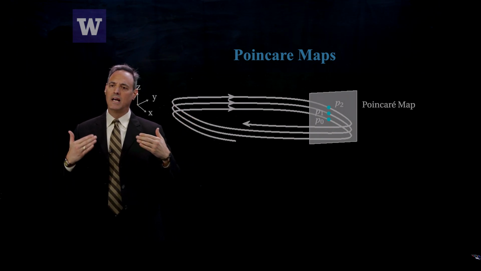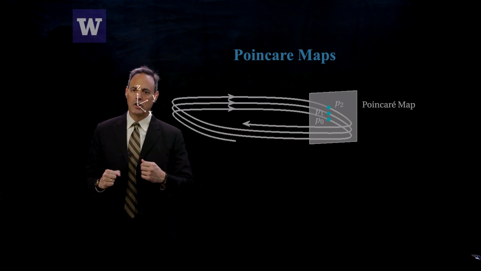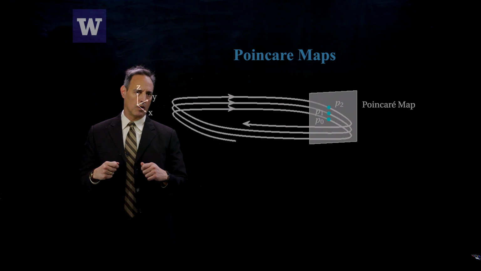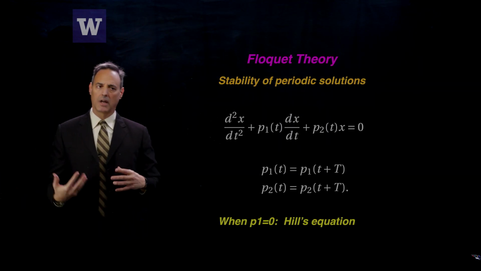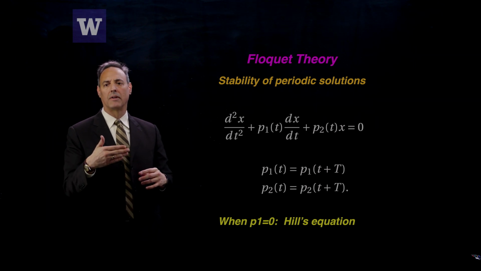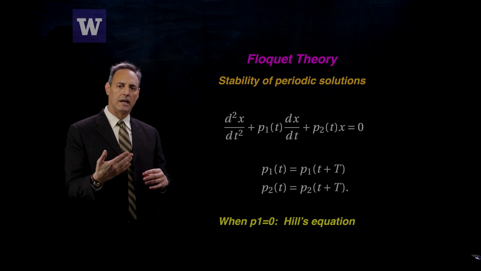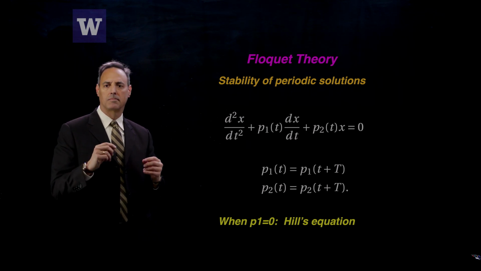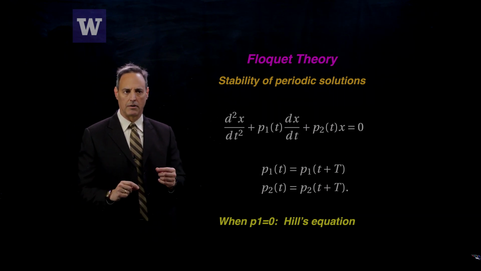And really just, again, looking at the behavior after every period. So how do we actually do this in a more mathematical way? What we're going to start doing is working with what's called Floquet theory. Floquet theory is all about thinking about these periodic solutions and starting to address, can I explicitly compute stability? And this is what Floquet theory is going to allow us to do.